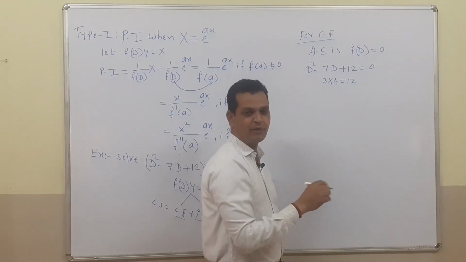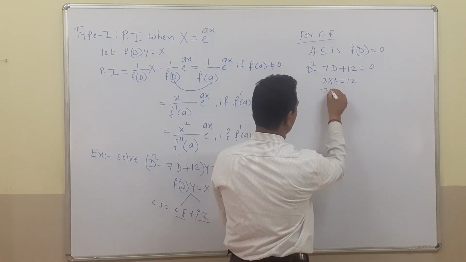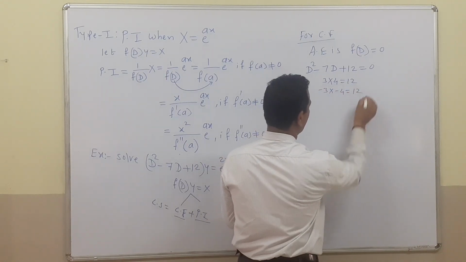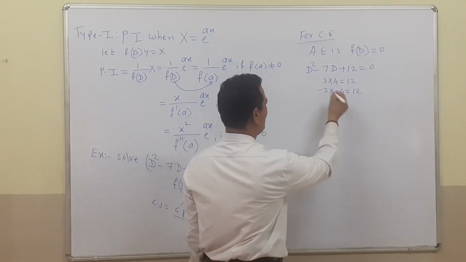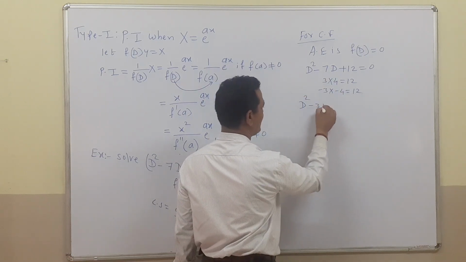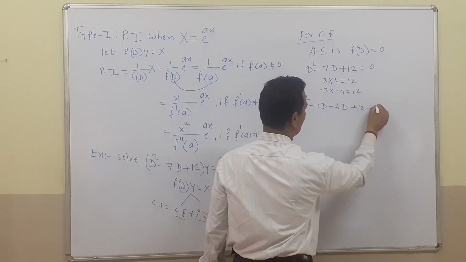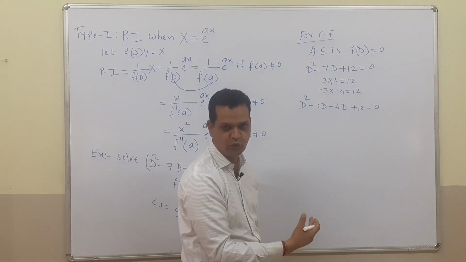So 3 4s are 12, but we require the addition as minus 7. So just adjust the sign: minus 3 into minus 4. So this is again 12. So if we put this value here, then we get d square minus 3d minus 4d plus 12 equal to 0, similar to our school level methods.